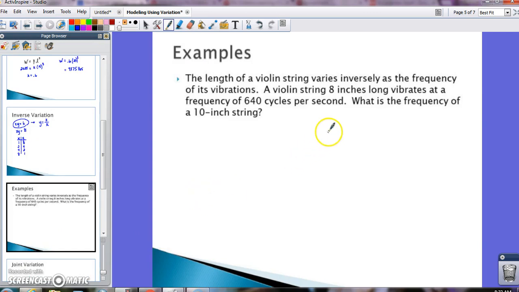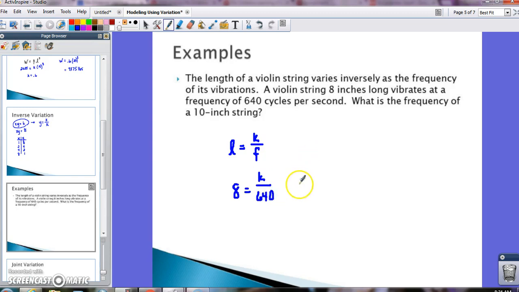The length of a violin string varies inversely. So again, they're going to tell you exactly what kind of variation you're doing right in the problem. The length of a violin string varies inversely as the frequency of its vibrations. Okay, remember k is our constant of variation. So a violin string 8 inches long vibrates at a frequency of 640 cycles per second.